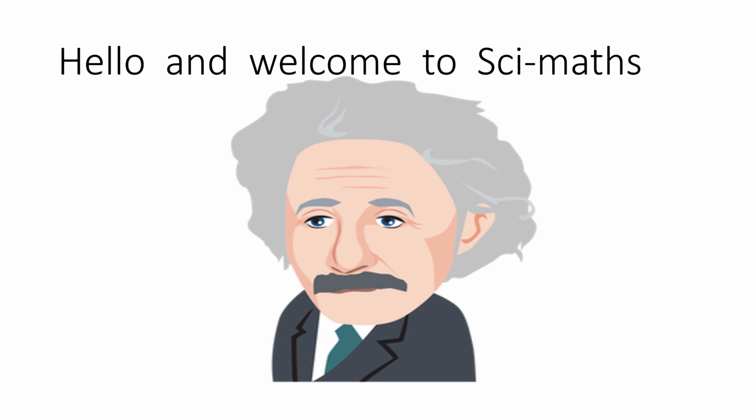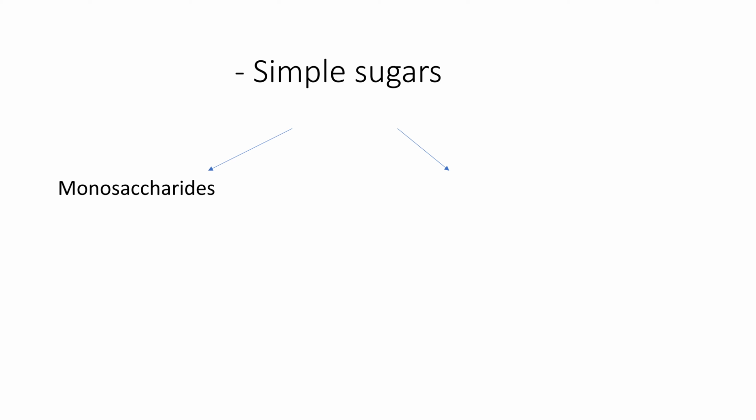Today I'm going to speak about different types of sugars and about enzymes in the end. So the first thing you have to know about sugars is that there are two different types of sugars. There are the simple sugars, and they're divided into two categories as well: the monosaccharides and the disaccharides. The monosaccharides are sugars with only one atom, and the disaccharides are sugars with two atoms.